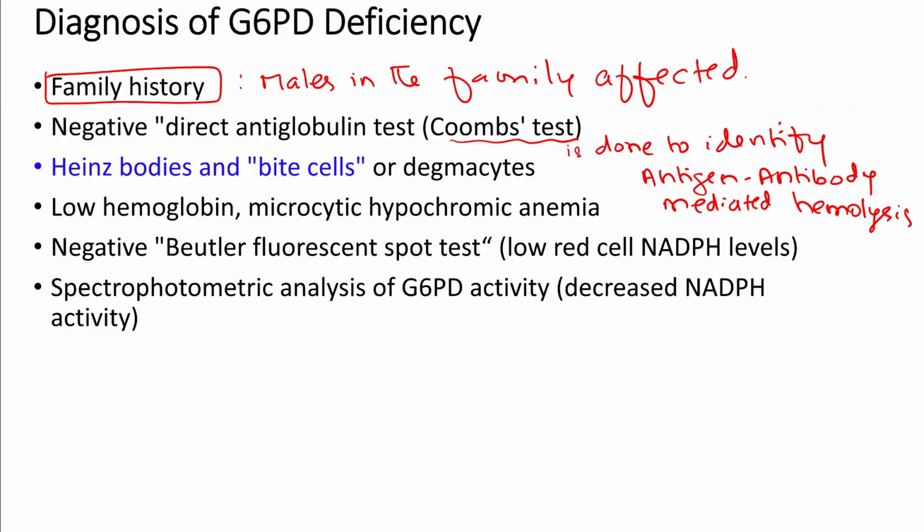Is G6PD deficiency an antigen antibody related hemolysis, or does it have nothing to do with antigen antibody? Nothing to do with antigen antibody, right? It's an enzyme deficiency disease. So obviously the Coombs test will be negative. The purpose of the Coombs test is to identify antigen antibody mediated hemolytic anemia. This has nothing to do with antigen antibody. That's why a negative direct antiglobulin test or Coombs test.